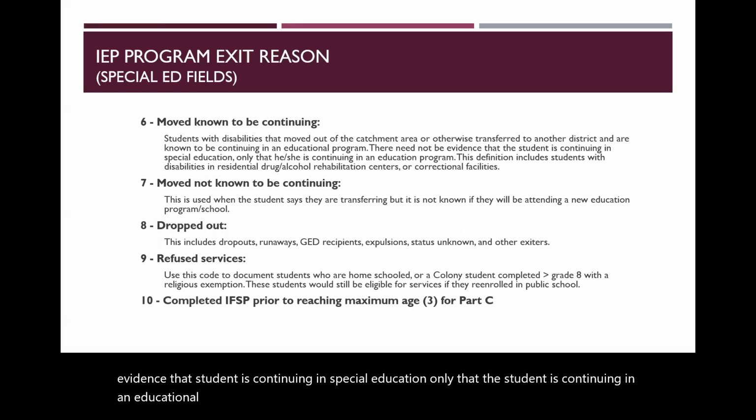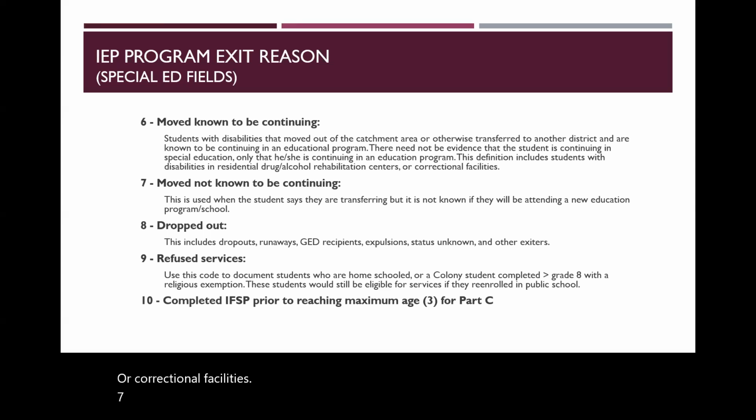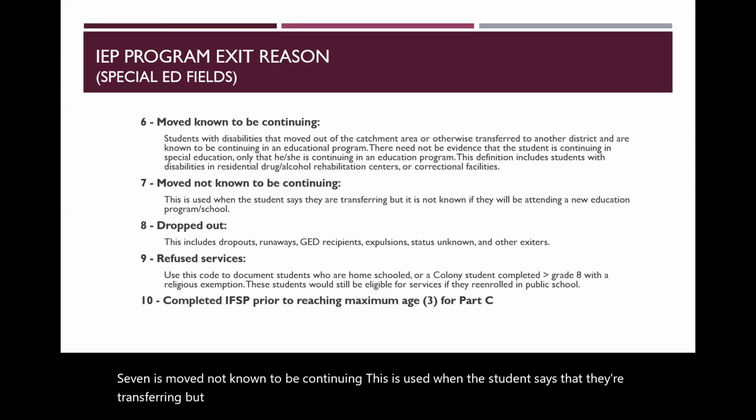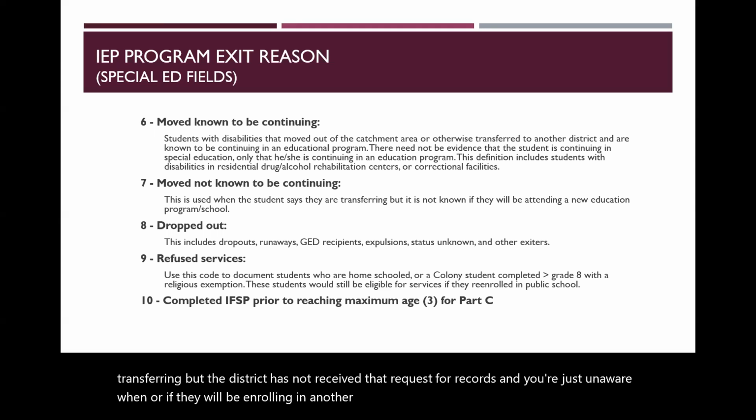So this definition includes students with disabilities in residential or drug or alcohol rehabilitation centers or correctional facilities. 7 is moved, not known to be continuing. This is used when the student says that they're transferring, but the district has not received that request for records, and you're just unaware when or if they will be enrolling in another educational program or school.